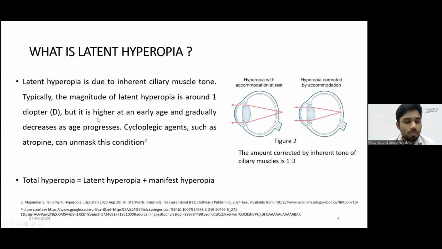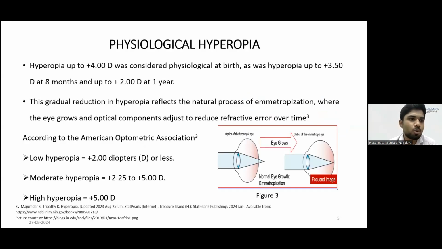So what is manifest hyperopia? It is revealed while doing the objective refraction. So total hyperopia is equal to latent plus manifest hyperopia. So what is physiological hyperopia? Hyperopia up to +4 diopter at birth, up to +3.5 diopter at 8 months, and +2 diopter at 1 year is considered physiological.